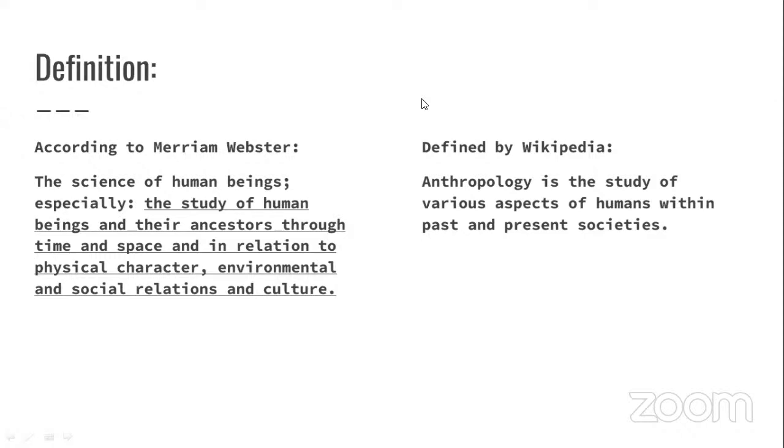Then there is another definition, which is by Wikipedia. Anthropology is the study of various aspects of humans within past and present societies. This is an abridged version of the same definition given by Merriam-Webster. That is, anthropology is a study that discusses humans from different aspects, not only their physical character, but also their behavior, how they lived in a society, their social aspects, what their relation with the environment is, and so on and so forth. Is it clear? Hopefully it is clear.